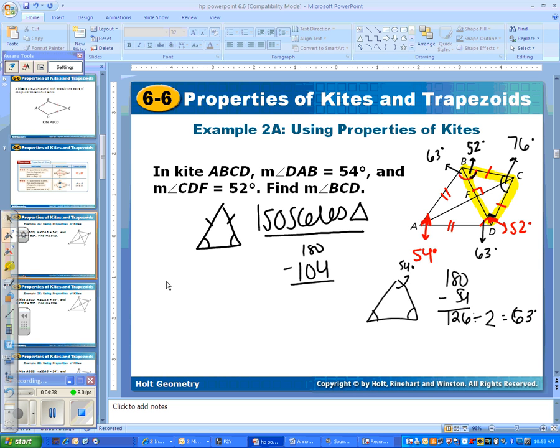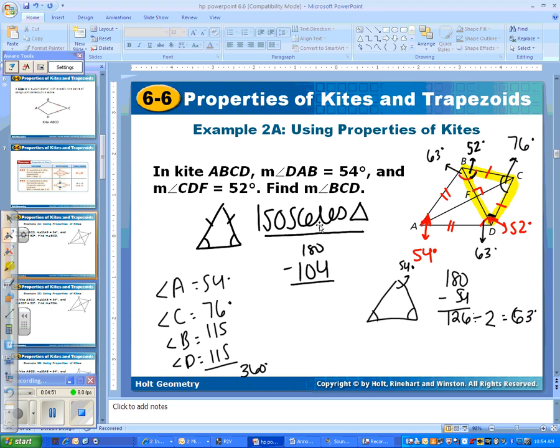We know angle A is 54 degrees. We know angle C is 76 degrees. We know angle B and angle D are congruent to each other because it's a property of a kite. And let's see, 63 plus 52 is 115 and 115. If you add all those up, you should get 360 degrees. If you don't, you did something wrong.